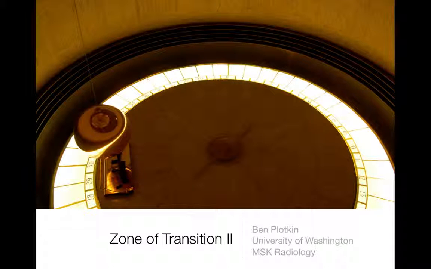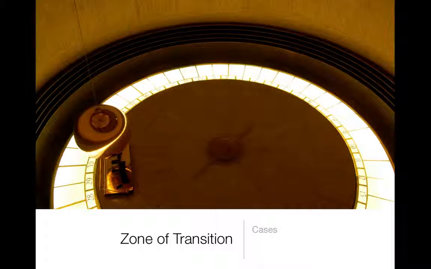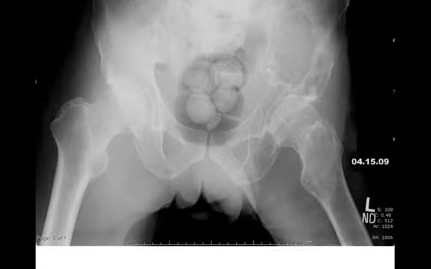All right, so we're going to look at some cases now that deal with zone of transition and how to describe the zone of transition and some examples and go through some of the differentials of what these lesions that we'll look at are going to be. So all these are cases, and we'll just go through them just like you're taking a case at a board review or even in real life while you're reading in front of the view box.